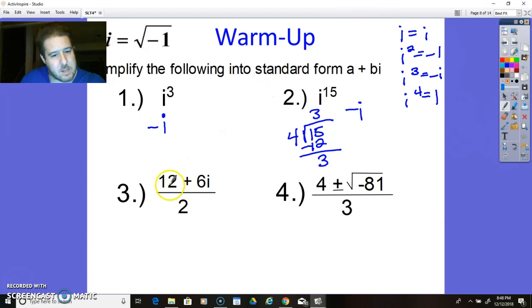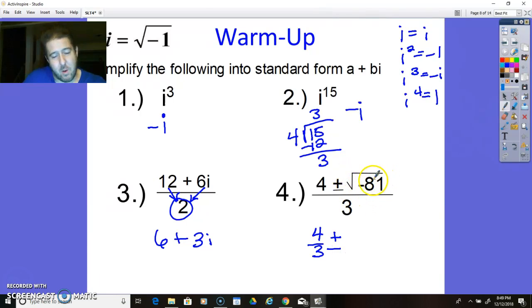Over down here, we're taking whatever quantity is on top and dividing everything by the 2 on the bottom to put it into standard form. We're going to separate the real part, which is this part, and the pure imaginary part, which is this part. 12 divided by 2 is 6, and 6i divided by 2 is positive 3i. There you go. You have to divide everything on top by whatever's on the bottom. Same thing here. So 4 divided by 3 is 4/3. That way I'm separating my real part and my imaginary part.